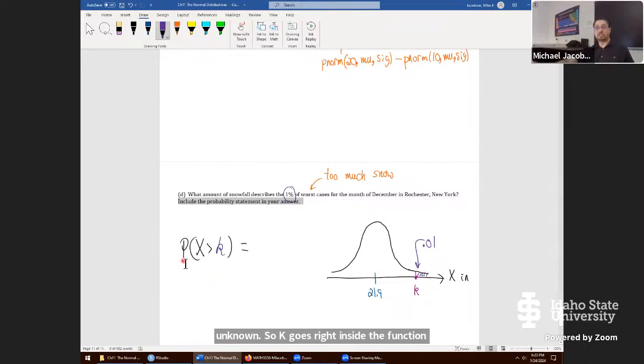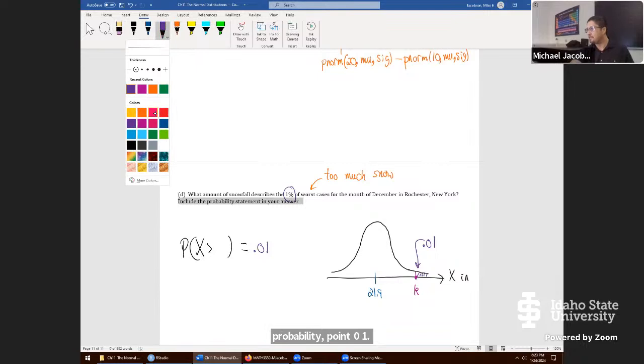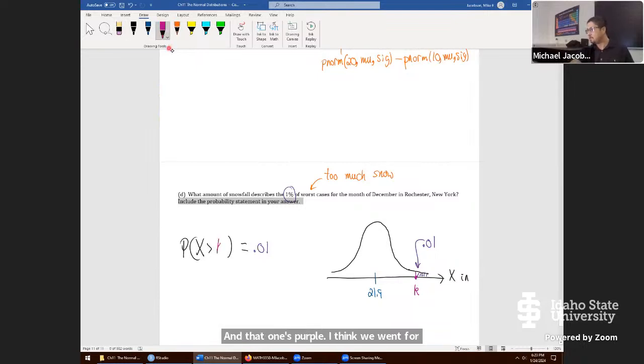This is a probability function, so it does output a probability of 0.01. And that one's purple. I think we went for pink on that one. Or a different purple, depending on how you describe that one. So there's the probability statement so far. And the answer to this question is, what is K? The moment we specify that, we're done on this problem.